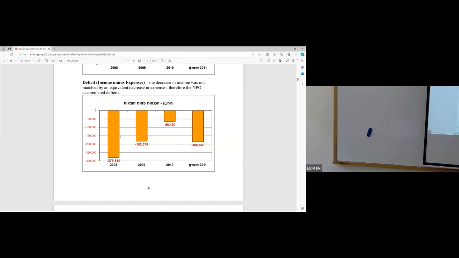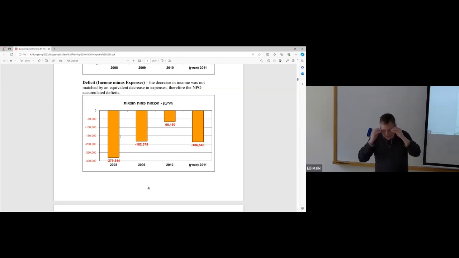Now, this is the deficit, income minus expenses. And here is the point of why it needed a recovery plan. When we have a reduction in income, then the thing that you would expect that happen is that there will be an equivalent reduction in expenses. Okay, I mean, this is what you'll do in your personal life, right? If you have less income, you probably spend less. But here we can see that it didn't happen.